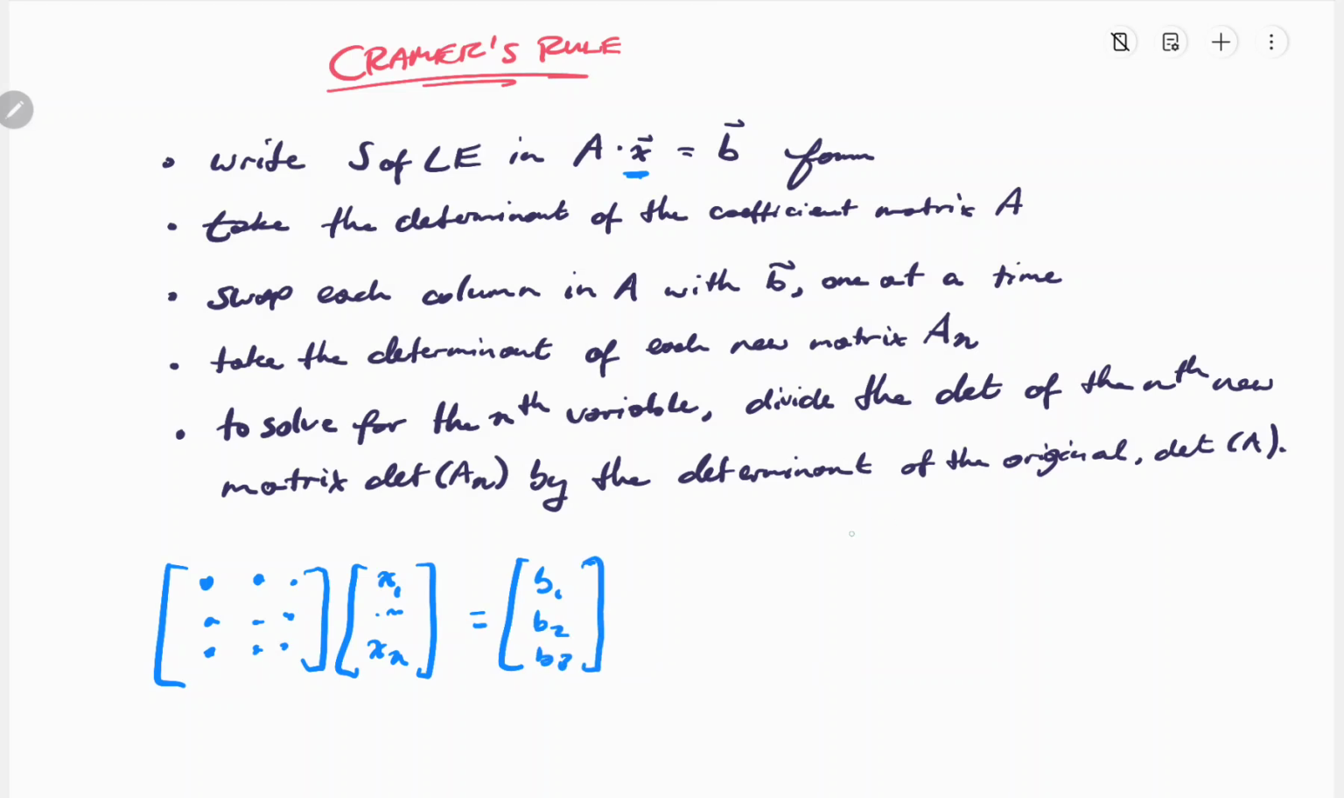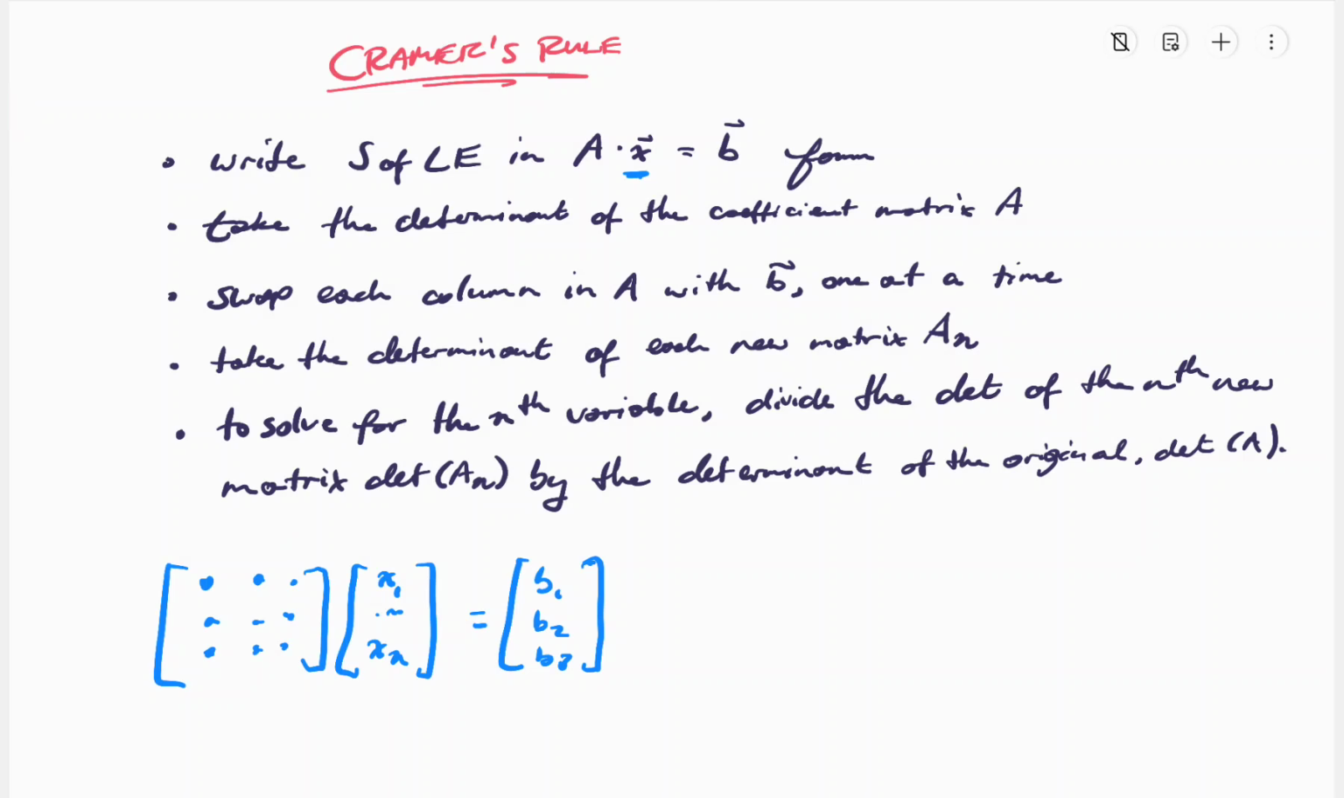It's whatever. If you had x plus y plus z is equal to 3, we would have 1, 1, 1 in our A. We would have x, y, and z in our unknown vector, and we would have 3 on the right side of our equation. So we would take the determinant of this matrix, and that would evaluate to a number.